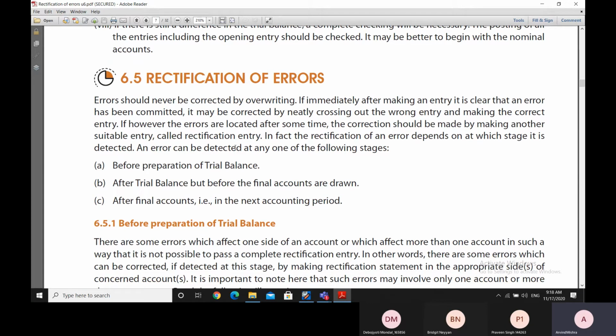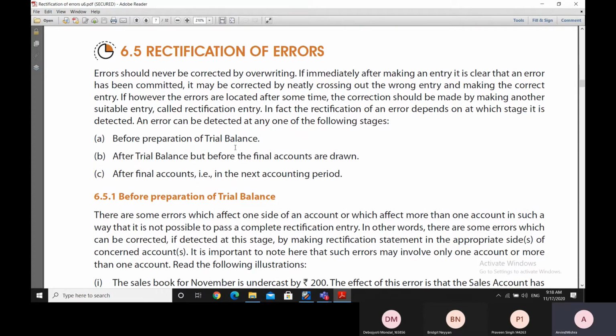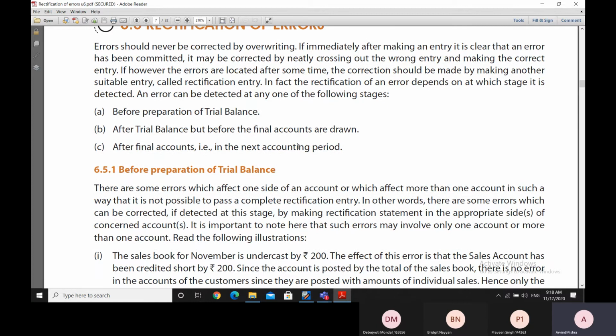Now, in order to make the rectification entry, we must understand the stage at which the error has happened, and accordingly we will make an appropriate entry. So error can be detected at three stages. One is before the trial balance is prepared, or after the trial balance is prepared but before the final accounts have been drawn, and third stage is after the final accounts have been drawn. That means that in the next accounting period.